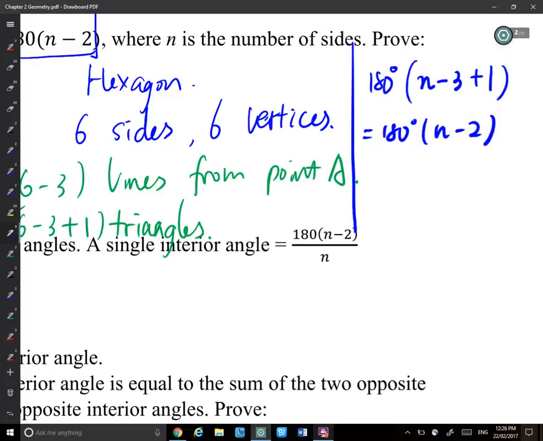So n minus 3 is how many lines you can draw from one point, and plus 1 is how many triangles you can make. Each triangle is 180, and all the angles summed together give 180 times n minus 2.